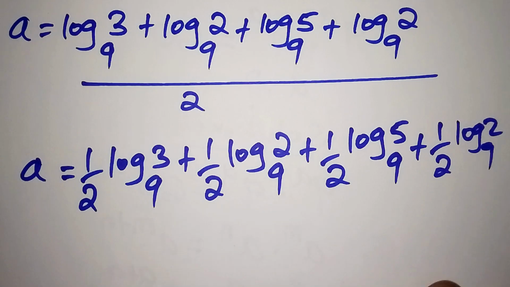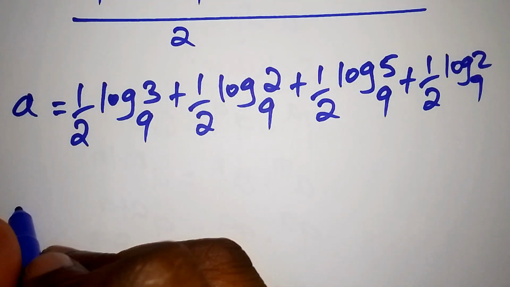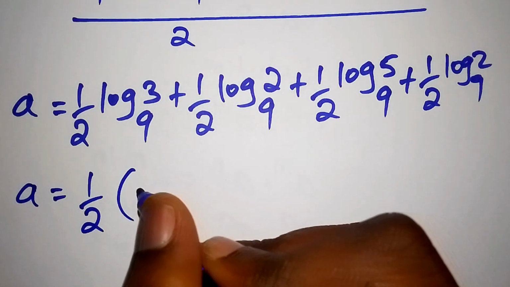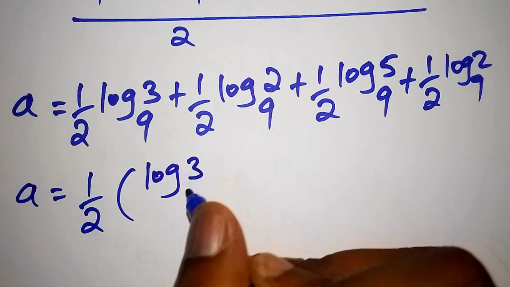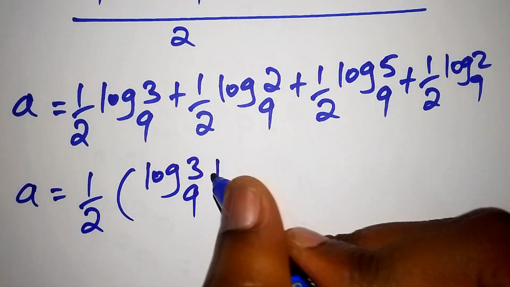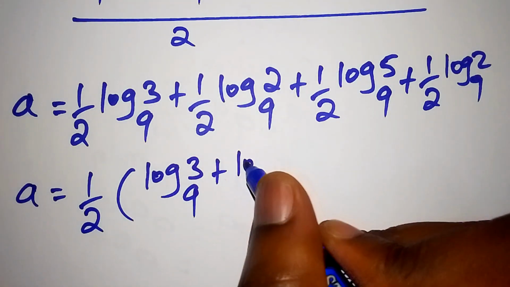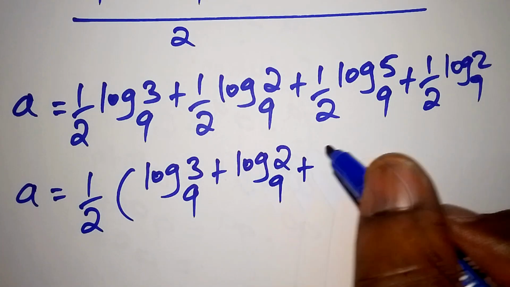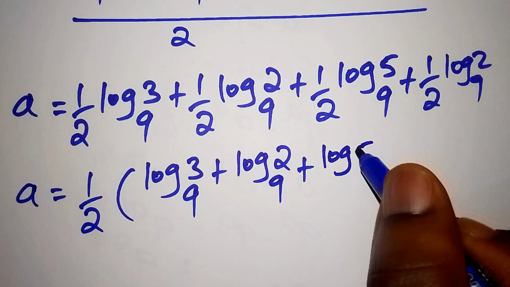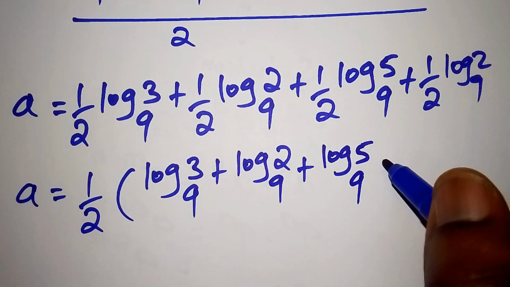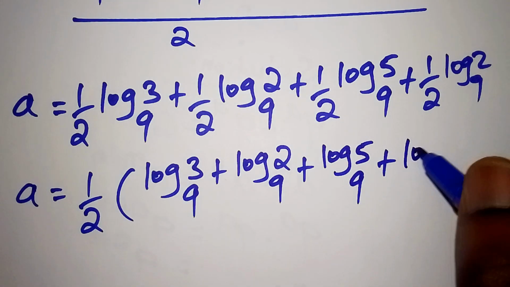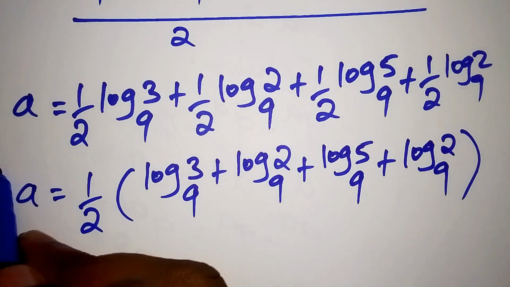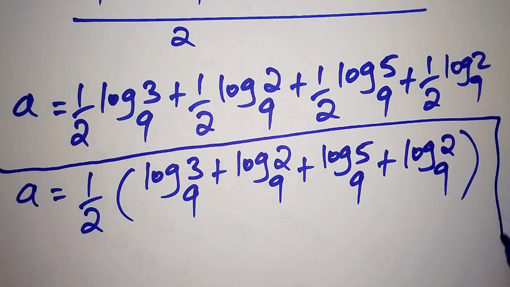So we can now summarize and have a is equals to a half into bracket the log of 3 to the base of 9, plus the log of 2 to the base of 9, plus the log of 5 to the base of 9, plus the log of 2 to the base of 9. So now this qualifies to be our most correct and best answer.